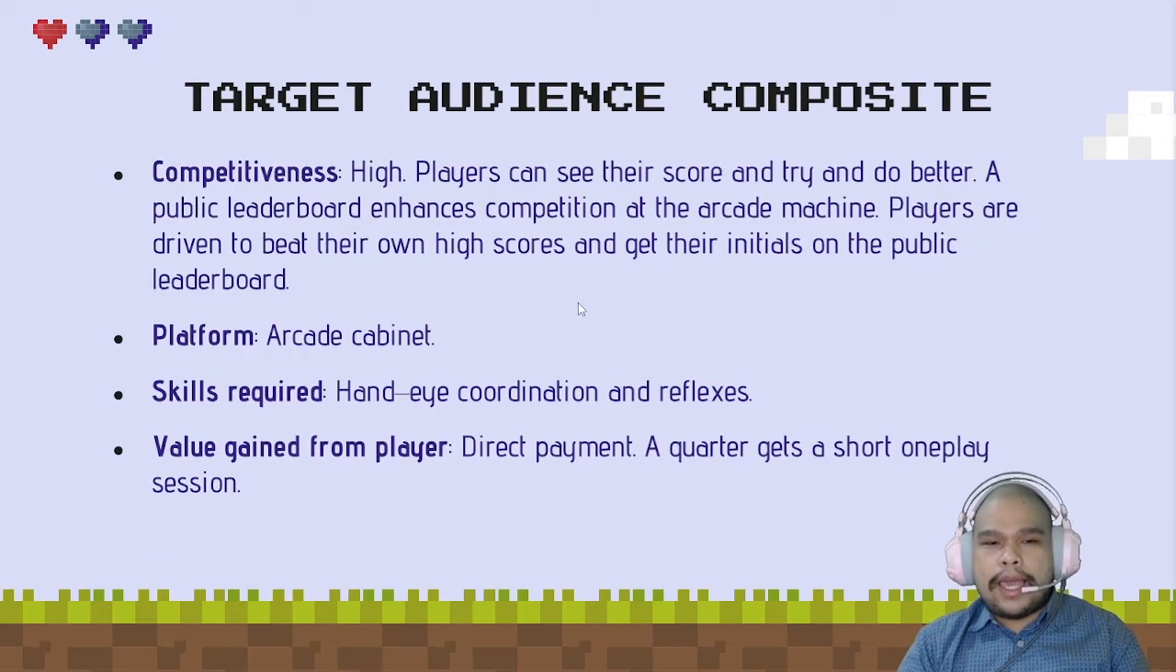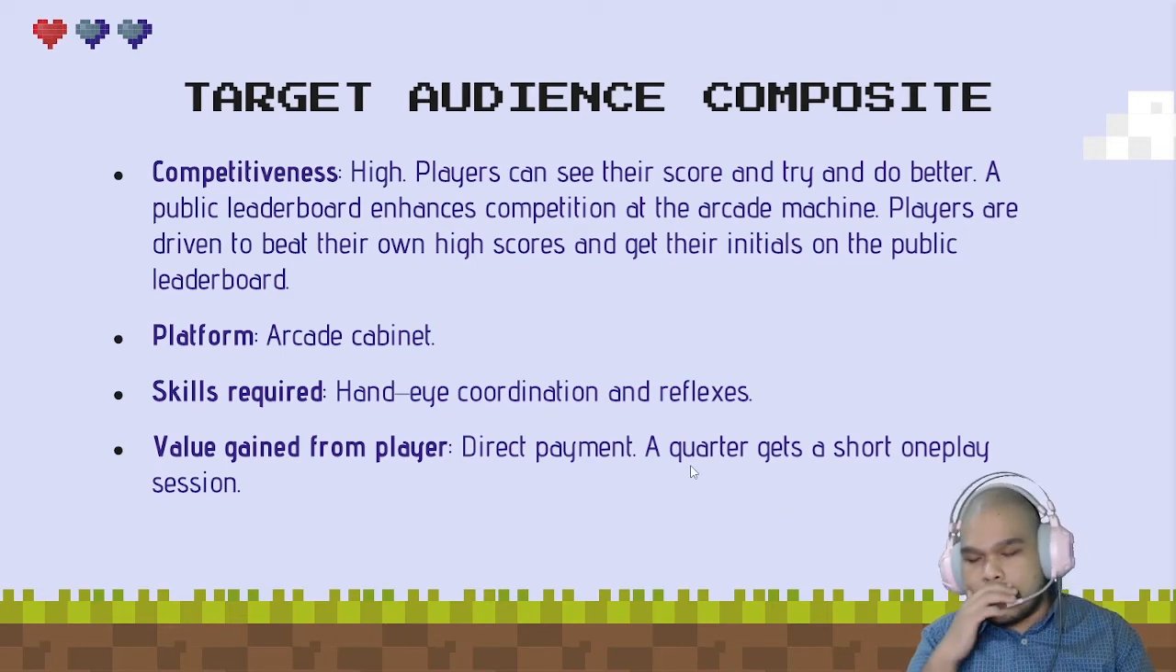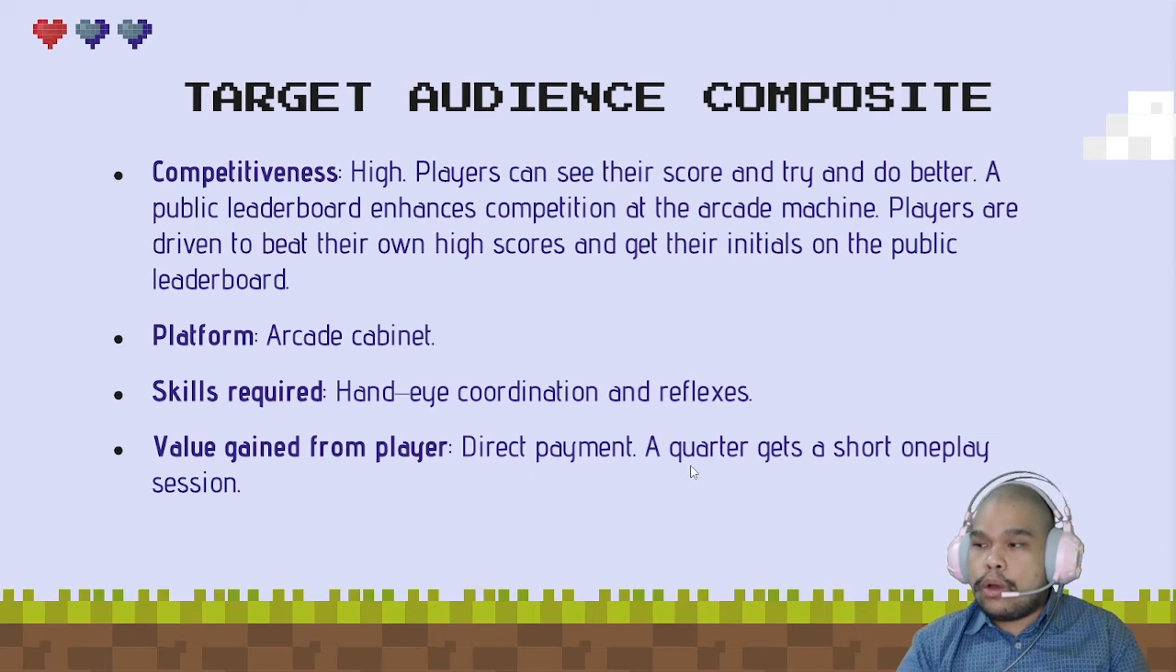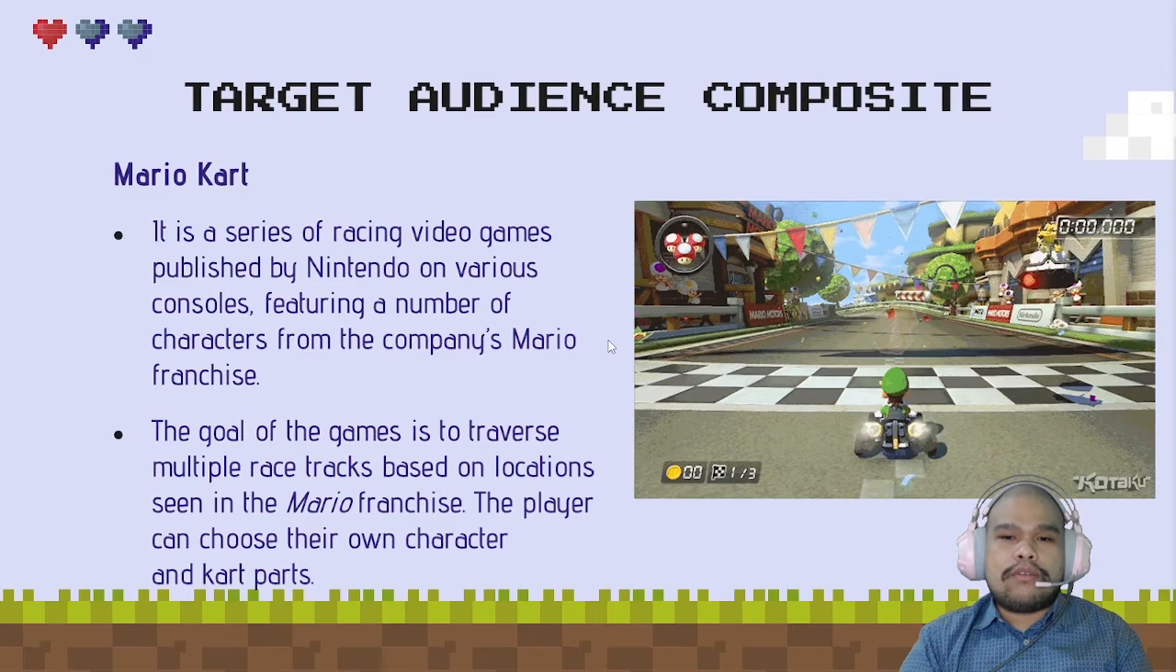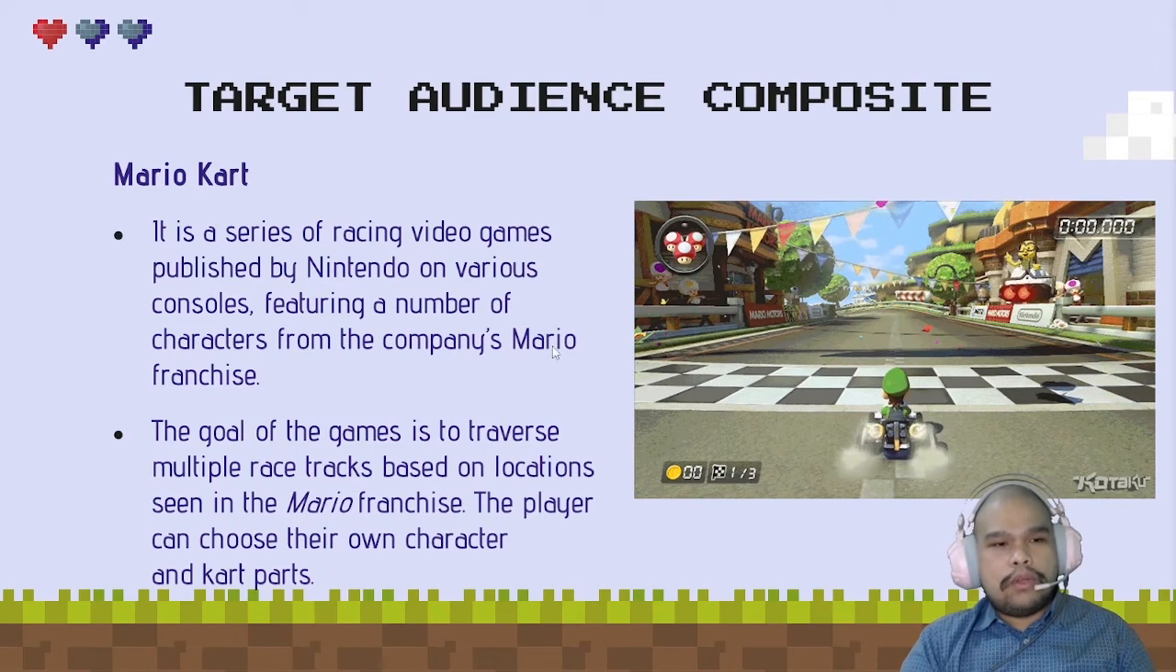Next, competitiveness, high. Players can see their scores and try to do better. A public scoreboard enhances competitiveness at the arcade machine. Players are driven to beat their own high score and get their initials on the public leaderboard. For the platform, it's an arcade cabinet. Skills required: hand and eye coordination, and reflexes. And for the value gained, a direct payment. A quarter gets a short one-play session. Itong quarter na to refers to either coins or tokens. Okay?